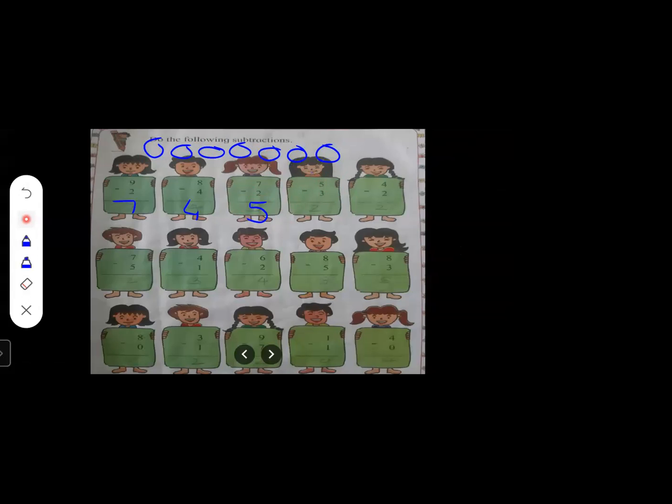Now the next one. 5 minus 3. So here we have to draw 5 circles. 1, 2, 3, 4, 5. See, 5 circles are there. Minus 3. So we will cut 3 circles. 1, 2, 3. How many are left now, students? 1, 2, right? So here we are going to write 2. 5 minus 3 is equal to 2. Next one.